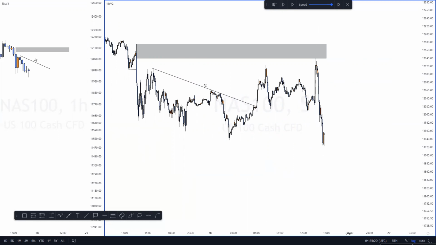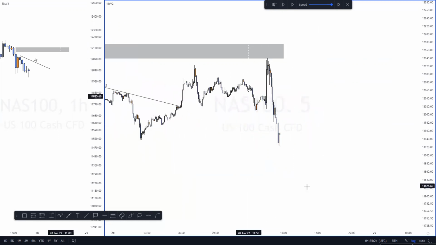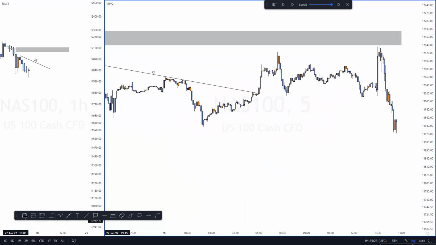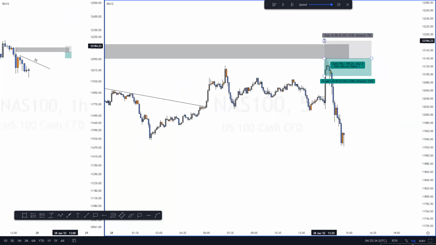As you can see, it was a very nice sniper entry, and that alone gave me, let's see how many risk to reward it actually gave.